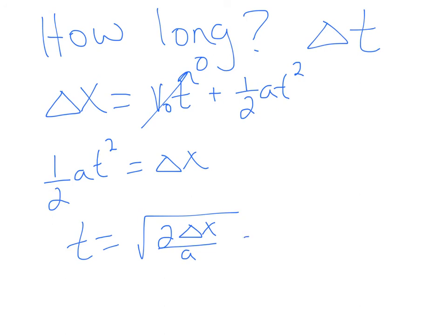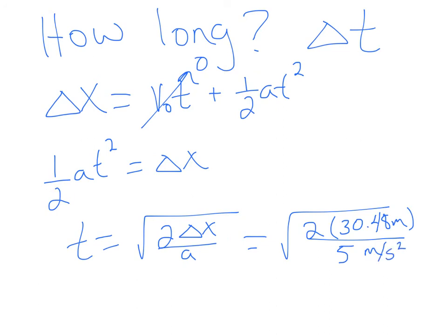And so now we can plug in our information that we had from before, which is the displacement, which is 2 times 30.48 meters. And we're going to divide that by an acceleration of 5 meters per second squared, and this comes out to approximately 3.5 seconds. So it takes that car about 3.5 seconds to travel the 100 feet.